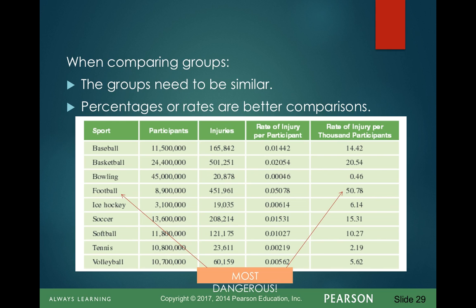So guys, make sure again you put your results in context. When you're looking at counts, in this case injuries, always make sure you know how many participants, out of how many. And the best way to compare things like this is always to look at a percentage or a rate of injury per 1,000 as they have done here.